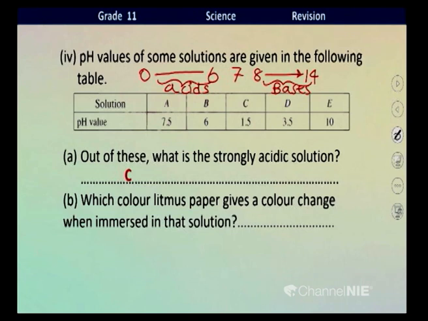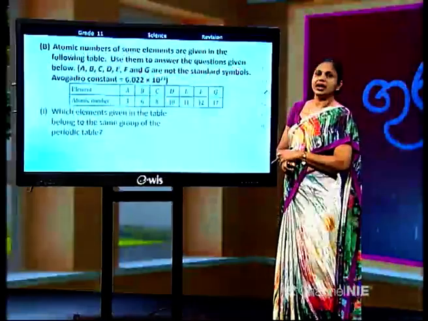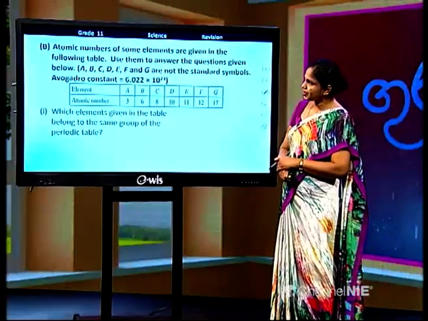Which color litmus paper gives a color change when immersed in this type of solution? The solution is acid, acidic solutions. In acids, blue color litmus papers change into red color. Therefore, which color of litmus papers change? Blue litmus. Okay, children. Now, look at the next question.